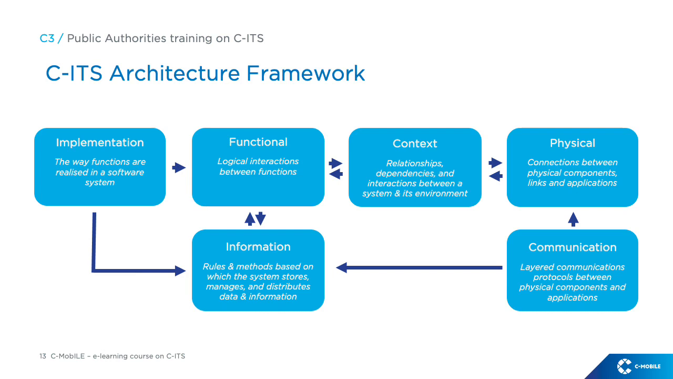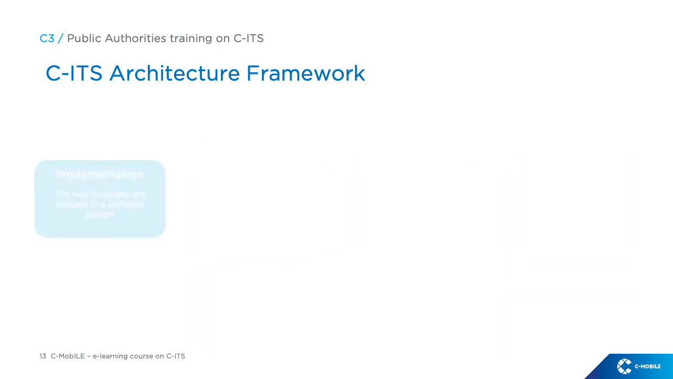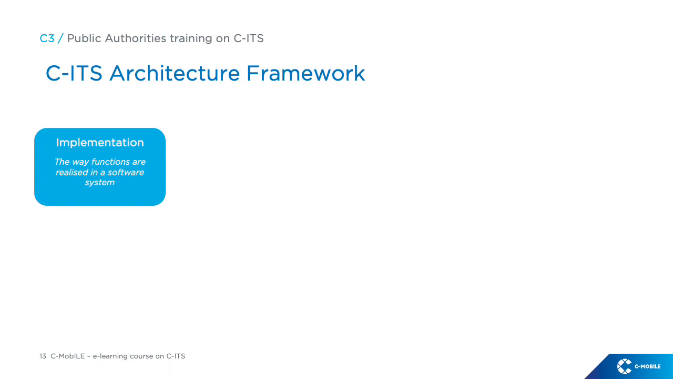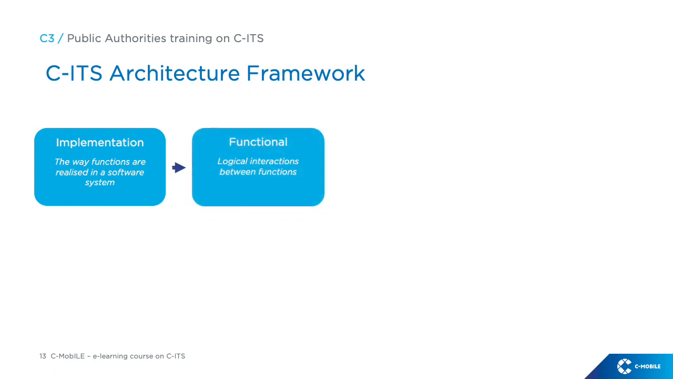In this scheme, the CITS architecture framework is presented from 6 viewpoints: enterprise context, functional, information, implementation, physical, and communication. The implementation view describes the implementation for realizing functionality into real-life software systems. This allows building, testing, maintaining, and enhancing the system.